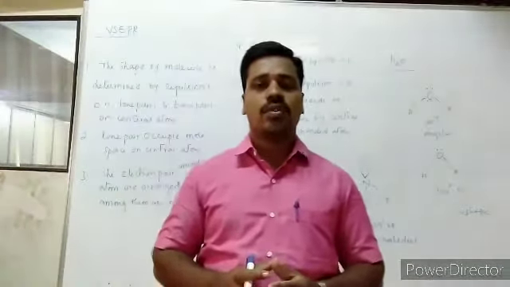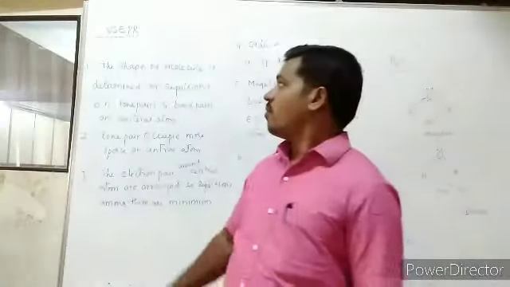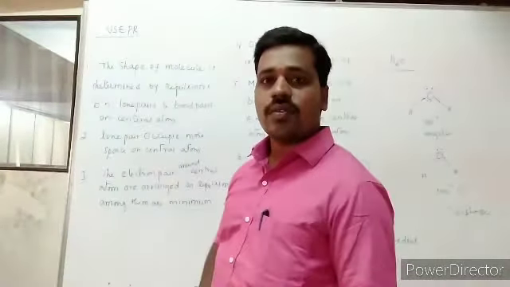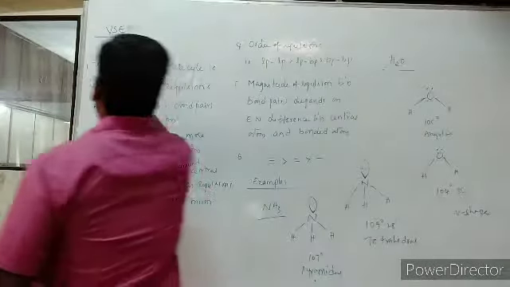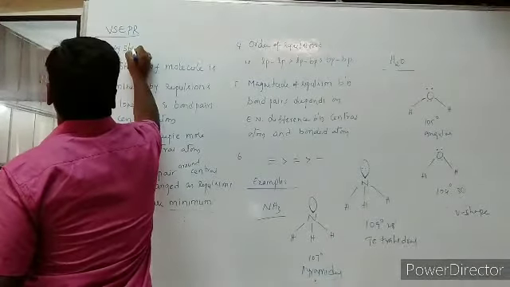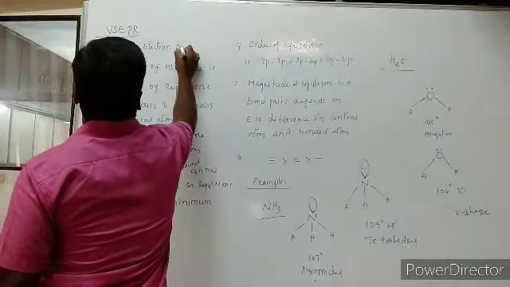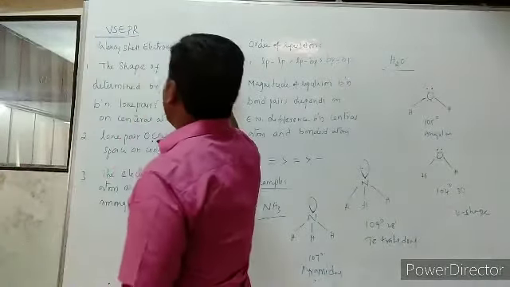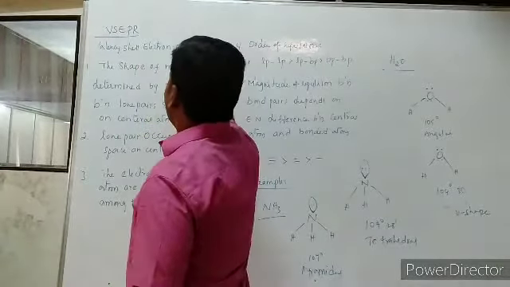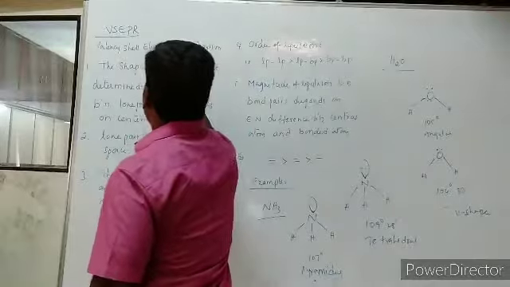How can we determine the shape of the molecule? That can be explained by a theory called VSEPR, Vesper theory. The best abbreviation for that is: V represents valency, S represents shell, E represents electron, P represents pair, R represents repulsion. Valency, shell, electron, pair, repulsion theory, which is called Vesper theory.